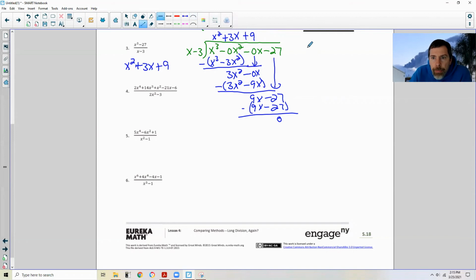All righty, and then I'm going to check it. So I'm going to draw my tabular. I'm dividing by a binomial, so I know there's only 2 rows.